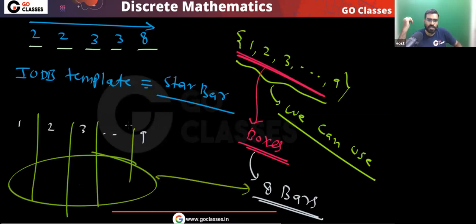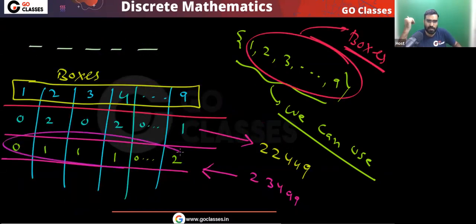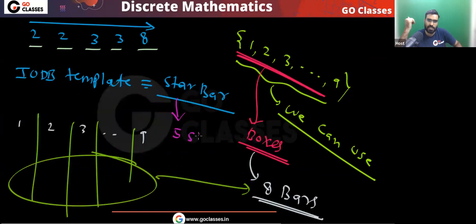And how many stars are there? In total we want 5 digits. The summation should be equal to 5. Agree? So I can say we want 5 stars. So finally, what is the answer now?